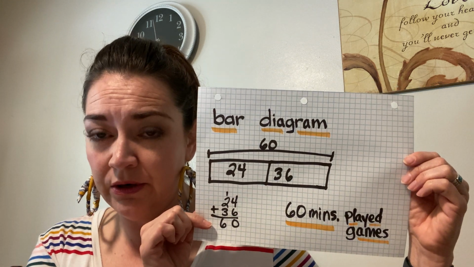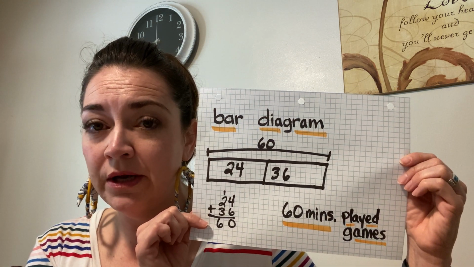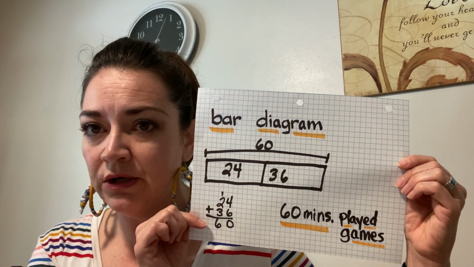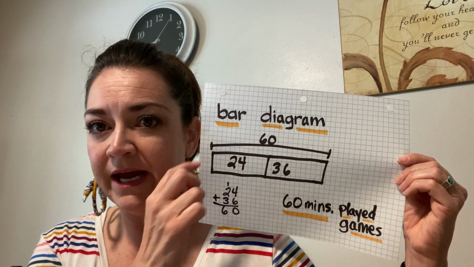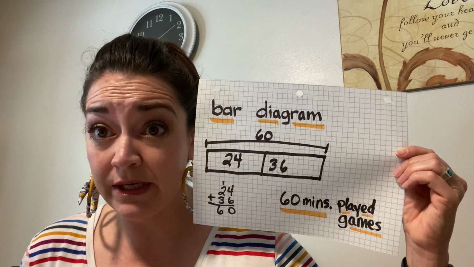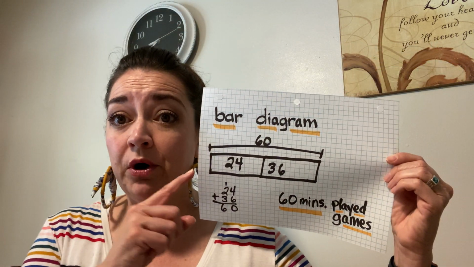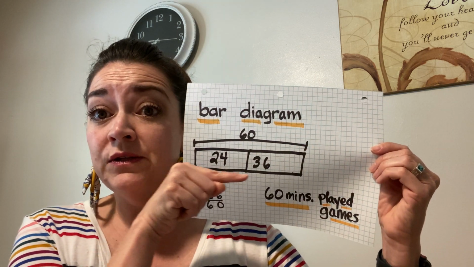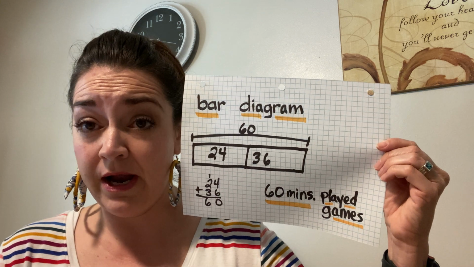Another vocabulary word is bar diagram. So it looks like a big bar of chocolate or a bar of gold or something like that. It's a bar, but it's going horizontally. Okay, sometimes we deal with bar graphs and the bars come up and they're vertical. This one's going to be horizontal bar graph, okay?